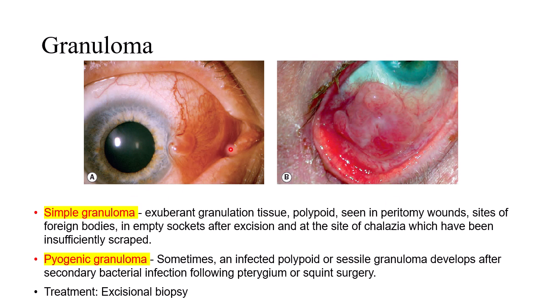Then we come to granuloma. A simple granuloma is basically nothing but granulation tissue which is polypoid in nature. It's polyp-like. It is seen in peritomy wounds, sites of foreign bodies, empty sockets after excision, and sites of chalazia which have been insufficiently scraped. In this picture, there may have been a pterygium, so post healing of the pterygium excision, exuberant granulation tissue is being formed. This is a simple granuloma. Sometimes the granuloma can become pyogenic, with pus formation. It's the same thing except that there is pus in it. Treatment is an excisional biopsy.